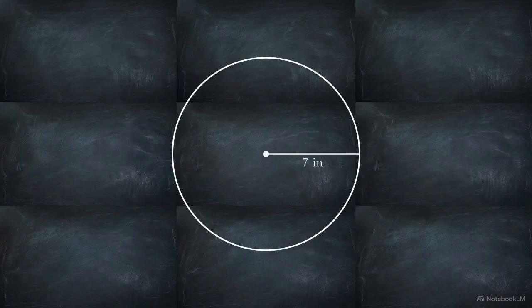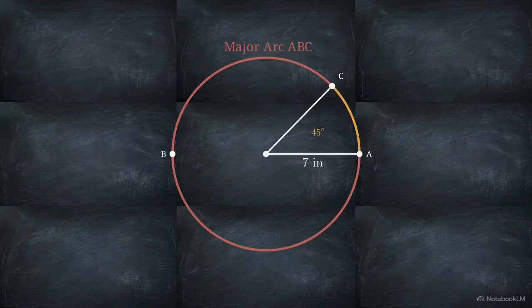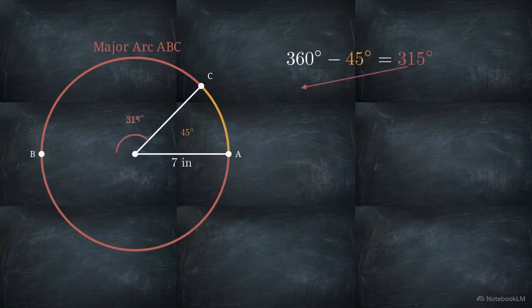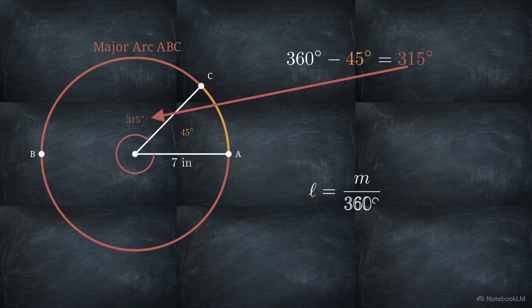In example 4, we start with a circle possessing a precise radius of 7 inches. We're given a linear arc measuring exactly 45 degrees. The target of our calculation is the remaining outer boundary, the major arc ABC. We find the degree measure of this major arc by subtracting the 45-degree minor arc from the total 360 degrees, yielding 315 degrees. Applying Theorem 8.4.2, we establish the fractional ratio for our major arc as 315 over 360.